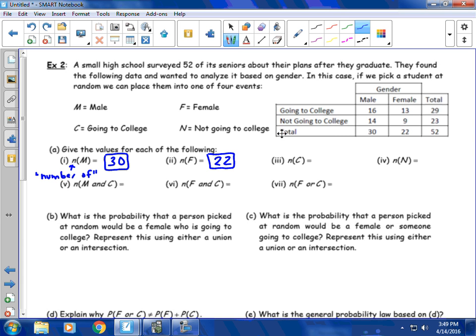Number going to college. Find your going to college row. Look at the total, 29. Number not going to college. Not going to college row, total's 23.